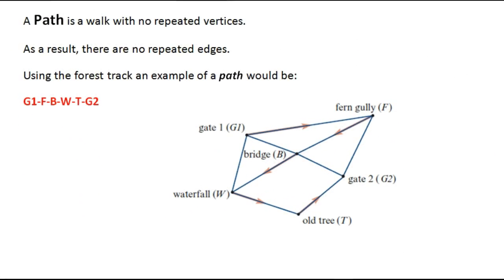A path is a walk with no repeated vertices. As a result, there are no repeated edges as well. So again, using the same map, we could start at gate 1, move up to Fern Gully, come back to the bridge, go through to the waterfall, over to the old tree, and back to gate 2. So you can see there are no repeated edges, and no repeated vertices.